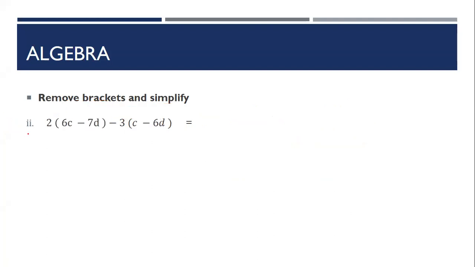Okay, so this is our example 2. The question is remove brackets and simplify. First you have to remove brackets like the earlier question and then simplify. So the question is 2 into (6c minus 7d) minus 3 into (c minus 6d). Okay, so 9c plus 4d.